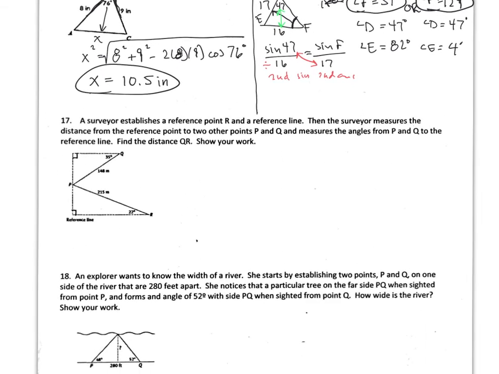So here we have a nice picture. We're trying to find the distance. It says two other points P and Q and the measures of the angles from P and Q to the reference line. Oh, we're given all that. Find QR. All right, so we're going to find this right here.